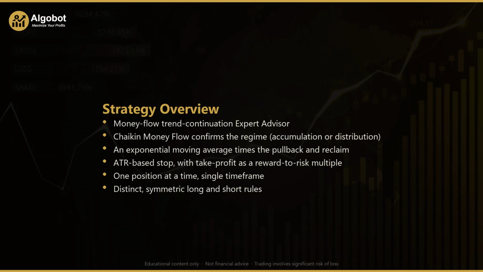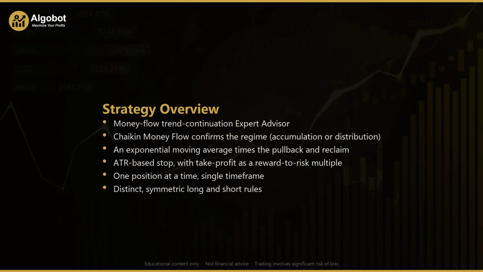This gauge looks at where each bar closes inside its own range, and then it weights that reading by the bar's volume. When buyers repeatedly close bars near the highs on strong volume, the money flow reading stays positive, which the strategy treats as accumulation. When sellers repeatedly close bars near the lows, the reading turns negative, which is treated as distribution. It's a cleaner pressure gauge than price alone, because it combines closing location and volume into a single number.